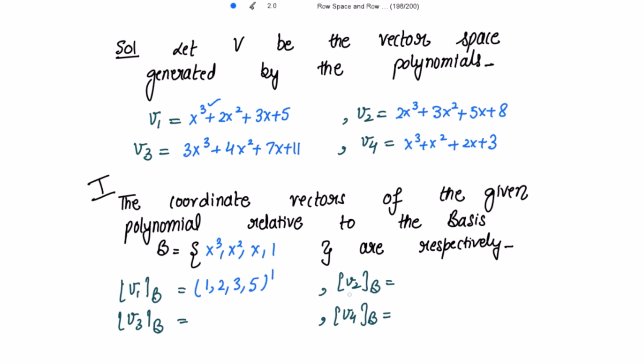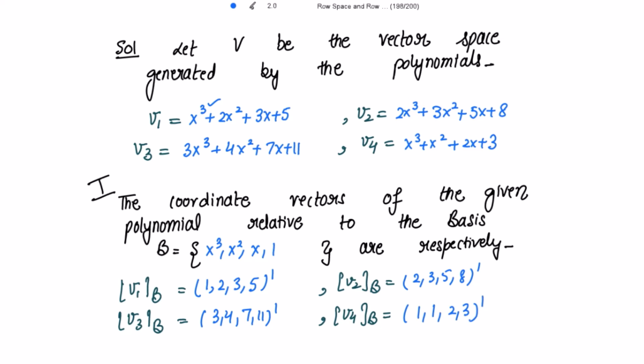Then writing the coordinate vector of V2 relative to these bases. So that is equal to 2, 3, 5, 8 dash. Then V3 relative to the basis, that is equal to 3, 4, 7, 11 dash. And then V4 relative to the basis, that is 1, 1, 2, 3 dash.